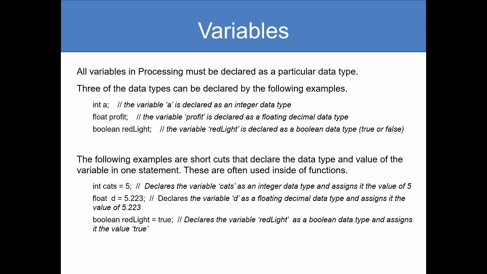True or false. So here are some examples. We have int cats, which declares a variable called cats, and we give cats the value of 5. Maybe we have 5 cats, or it has something to do with that. Float d equals 5.23223, and we know, hey, this is going to have a decimal with some numbers after it, and the program knows to expect that. The next thing that we have is the Boolean redLight.